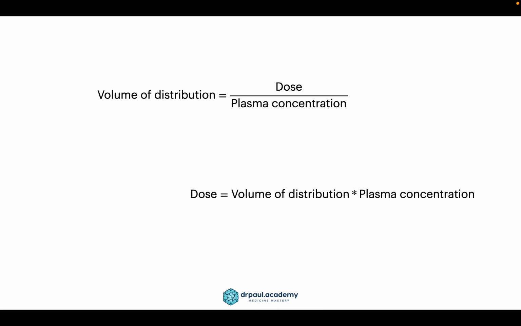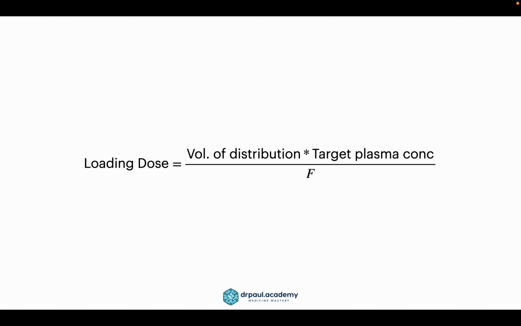And we call this the loading dose because this is the dose that is going to make sure that the patient's body has enough concentration to produce action immediately. So let me write this again. Loading dose is volume of distribution times the target plasma concentration divided by F. You might wonder what this F stands for. F stands for bioavailability. So please go through what bioavailability is.